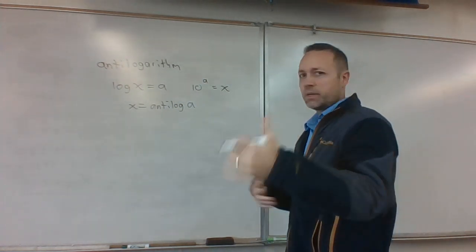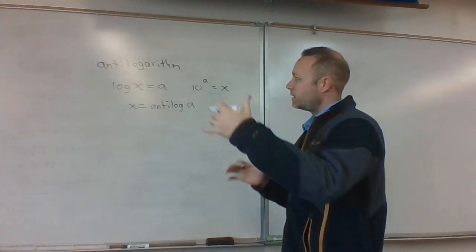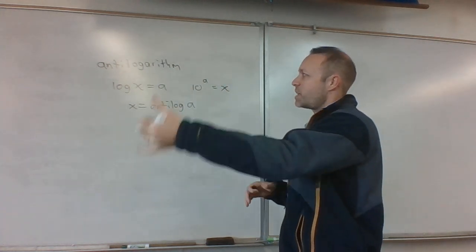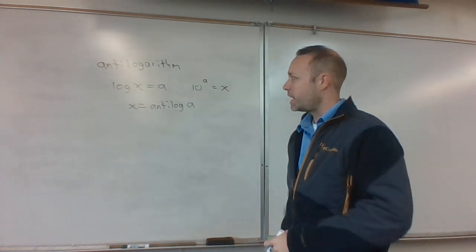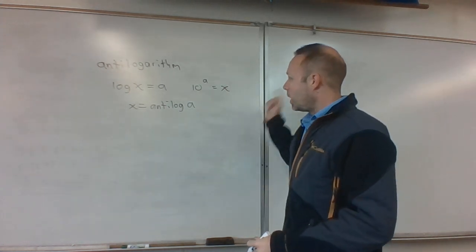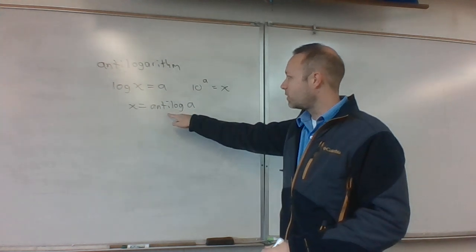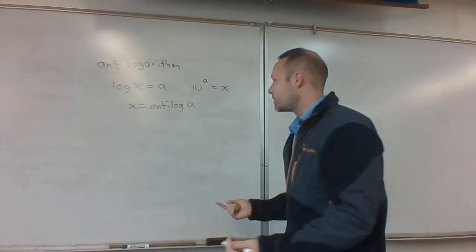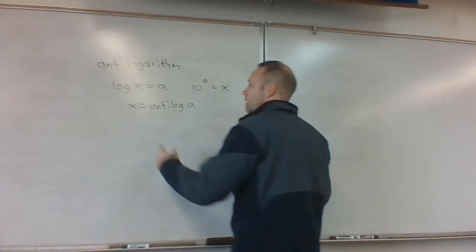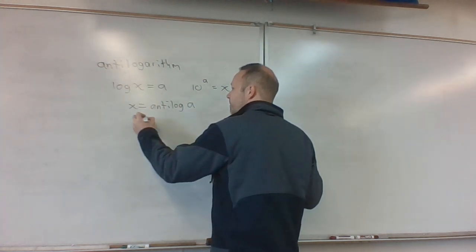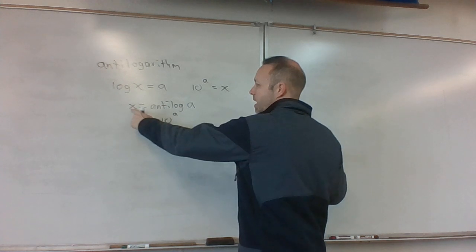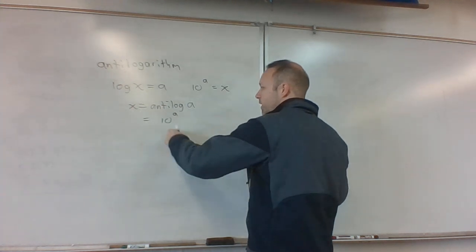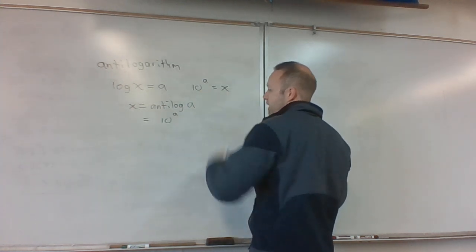In Lesson 2, I think, we played around with taking logarithmic expressions and writing them as exponential, and rewriting exponential expressions as logarithmic. Well, guess what the antilog is? It is 10 to the whatever. So antilog of a is actually the same thing as 10 to the power of a. So what do we have here? We have x equals 10 to the a.